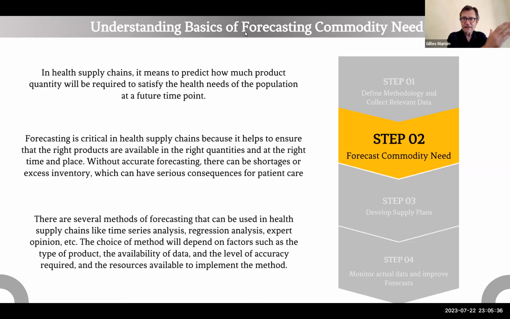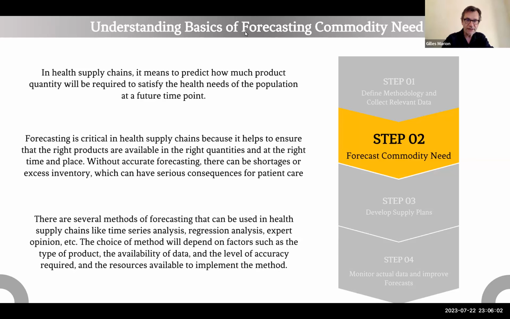Again, if we don't have clear forecast, the impact can be dramatic, because you can have not enough product to treat the problem, this is shortage, or you can have too many products, excess inventory, which is going to have a financial impact, which can be at the expense of other diseases.